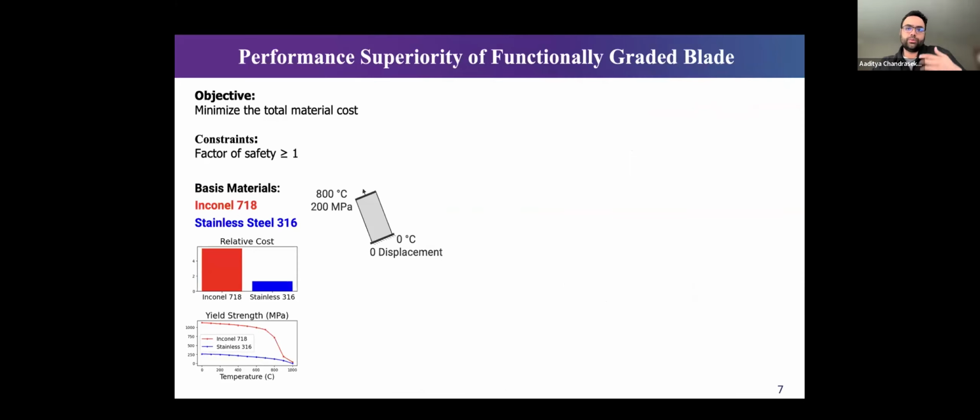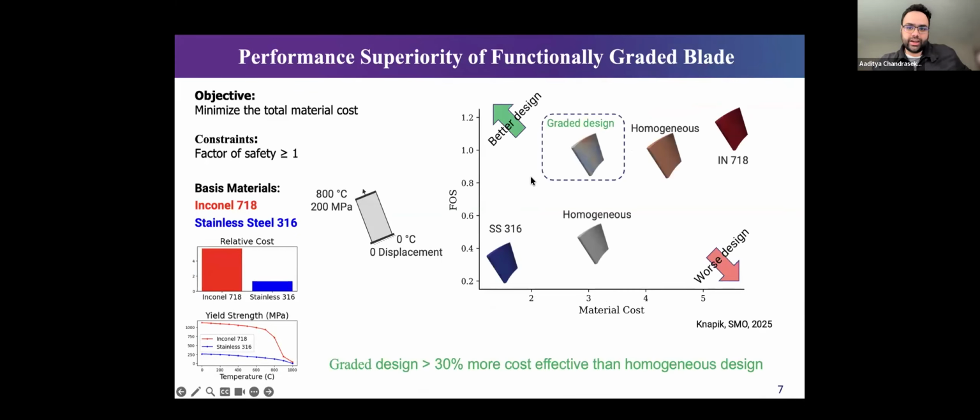And the first thing we want to show was that functionally graded materials do perform better than baseline single material designs. So we took a turbine blade design, and we had a factor of safety constraint, and then we were looking at a trade-off between the material cost and factor of safety over here. And for a simple example, we just took two simple materials, Inconel and stainless steel.